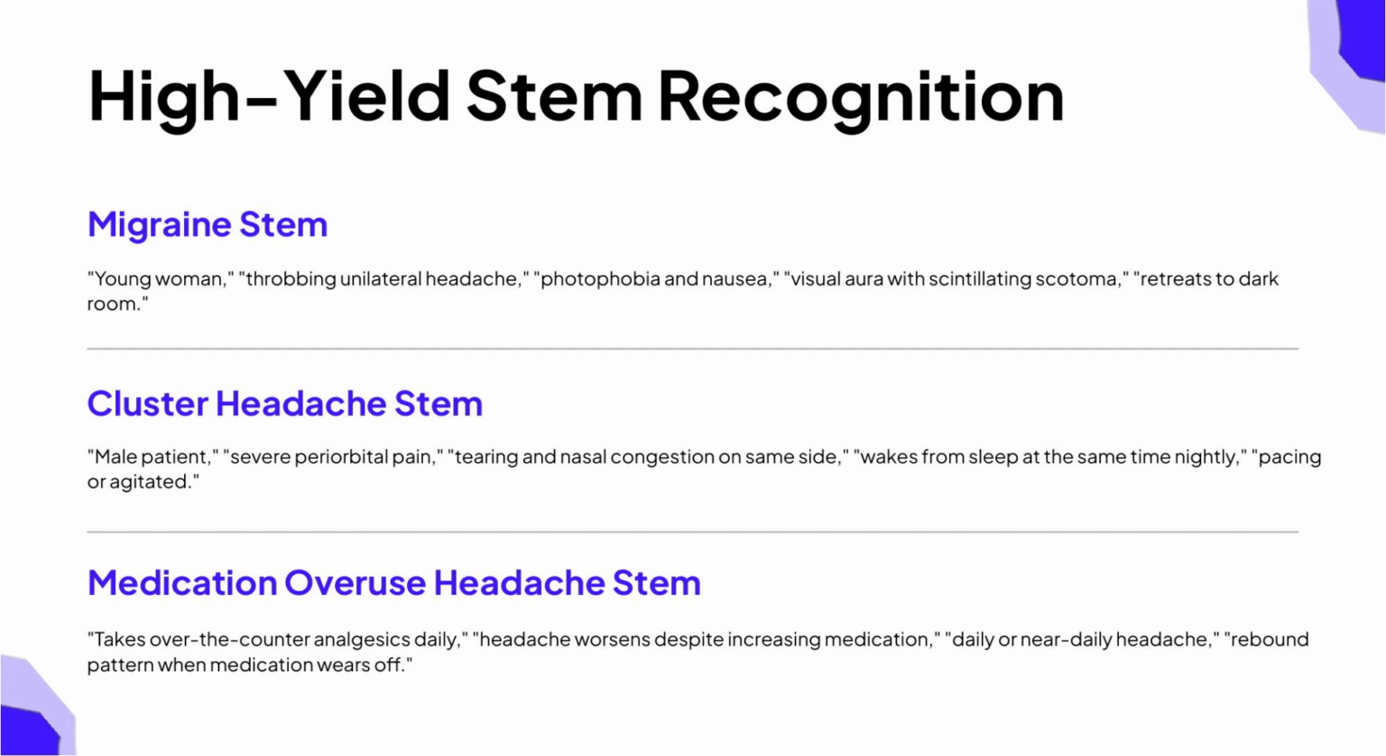For medication overuse headache, the stem describes a patient taking over-the-counter analgesics daily with headaches that worsen despite increasing medication. Watch for the rebound pattern where pain returns as the medication wears off.